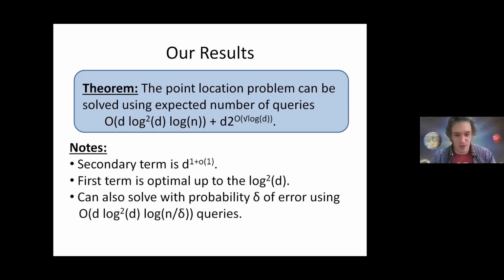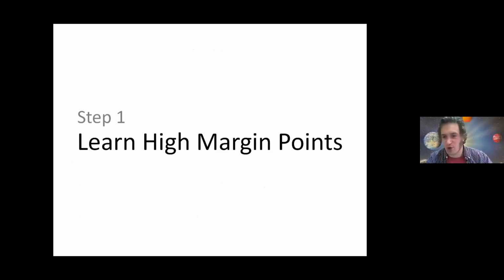Okay, so this is our result. There is a little bit of question about what exactly you mean by classify. If you just want a classifier that works with probability 1 minus delta, so with probability delta of errors, it classifies everything correctly. We know how to do that using just O of d log squared d log n over delta queries. So if you just want a high probability answer, this sort of annoying secondary term, we can dispense with it entirely. Okay, so those are the results that we're going to try and prove.